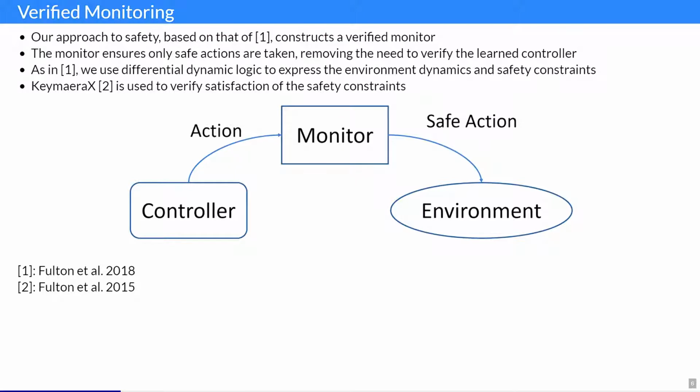Our approach to safety, which is based on that of Fulton et al., constructs a verified monitor. This is useful because rather than verifying the policy, which changes throughout the learning process, we can verify the monitor once before reinforcement learning begins, and then use it to screen the actions of the learned policy and only allow those actions that are safe to be taken in the environment. If an unsafe action is attempted, some method is required to determine which safe action to take instead, and we'll get into that later.